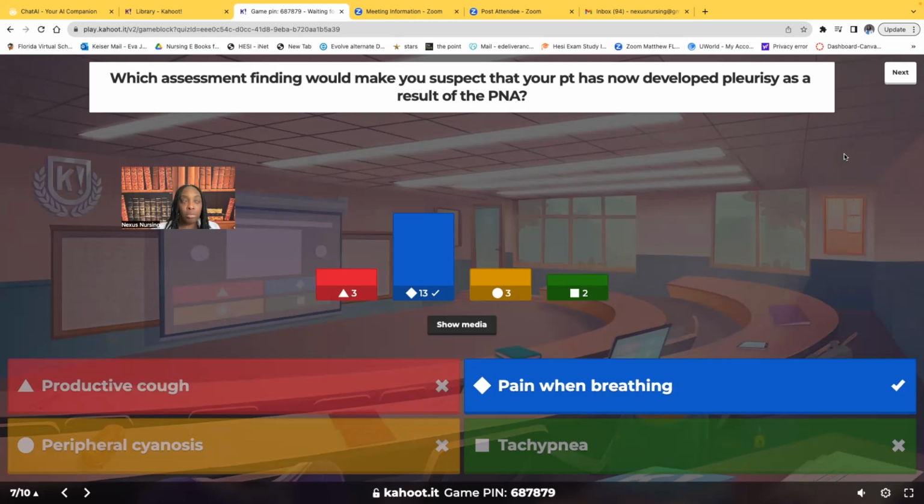Now let's look at the wrong choices. Productive cough. Well, guess what? The patient's going to have productive cough with pneumonia. What we're looking for is a complication of pneumonia, which is the pleurisy. So it wouldn't be productive cough, because they would most likely already have that, but they wouldn't have the pain on breathing unless they develop pleurisy.